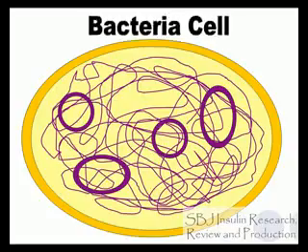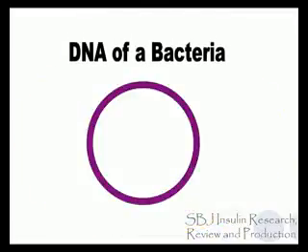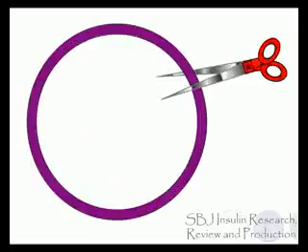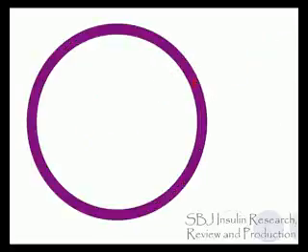This is a cell of a bacteria, another type of organism. In bacteria, some of the DNA is in circles. These are called plasmids, and we can use them to insert a gene into the bacteria. In order to insert the insulin gene into the plasmid, we need to cut the plasmids with restriction enzymes, or the scissors.